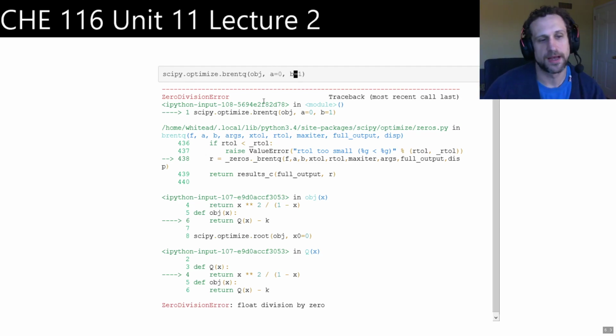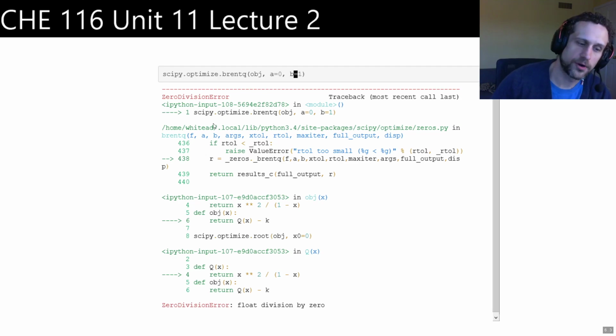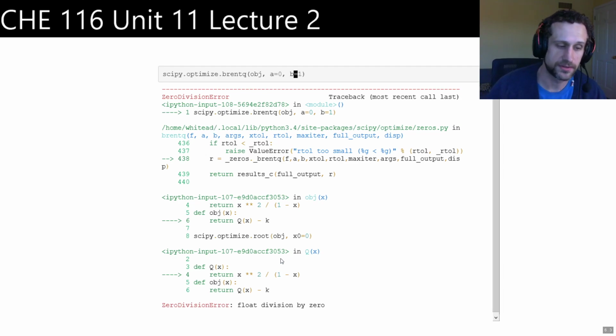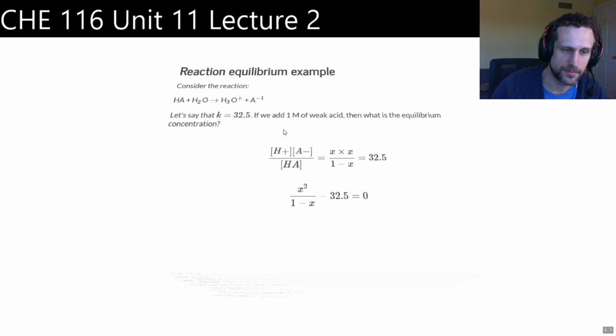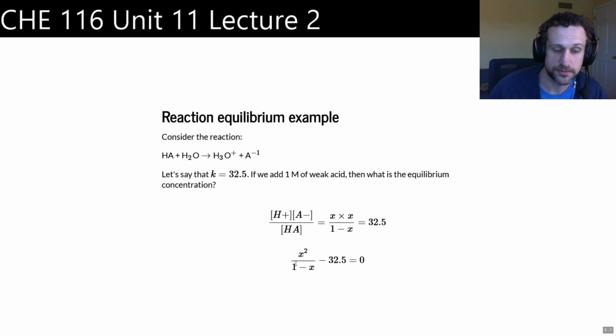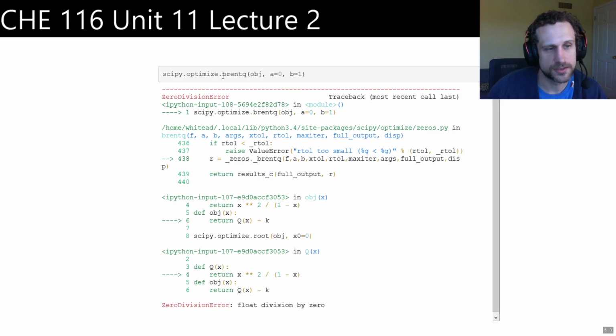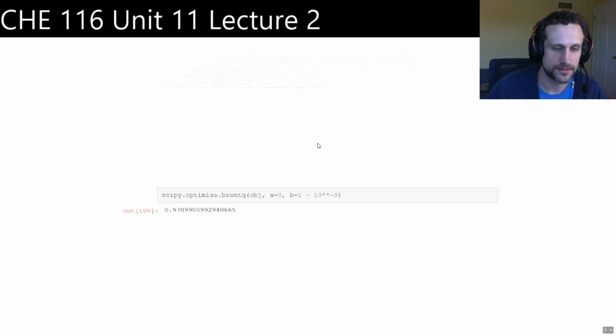So those are the natural bounds here, but the problem is that Brent-Q starts by evaluating your function on the left and the right. So when you evaluate x equals 1, so if you look back in your equation, if you evaluate x equals 1, that gives you a divide by 0. So using bounded optimization between 0 and 1 is not correct.